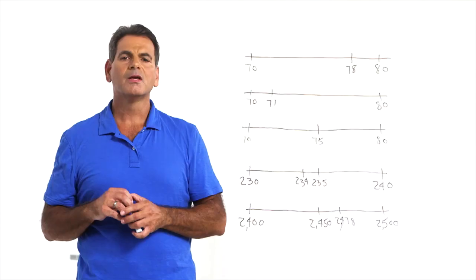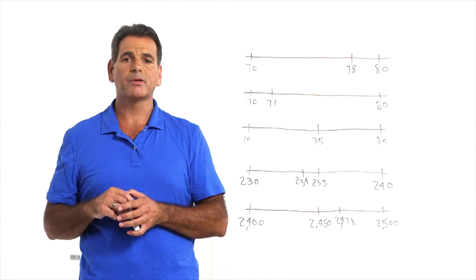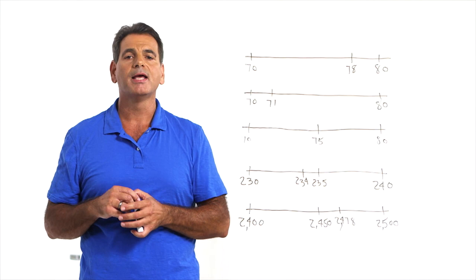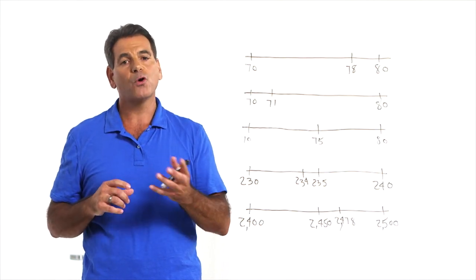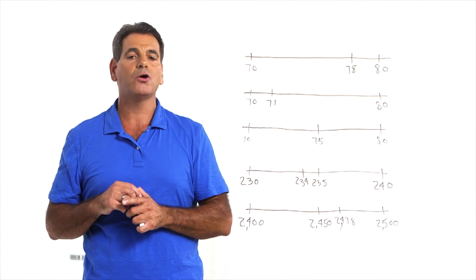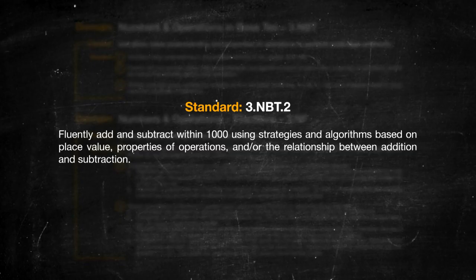2,500. Rounding is really important in math because it makes it possible to estimate and to consider whether an answer to a computation is reasonable. In fourth grade, students will learn to round any whole number to any place. And on to Standard 3, NBT 2.